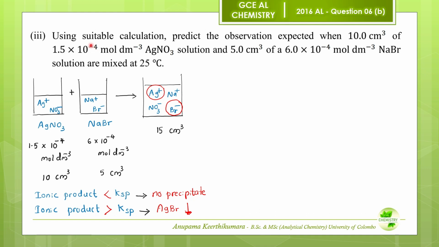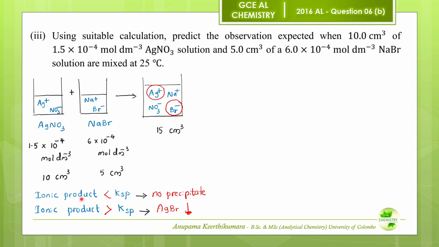Again, we will move to the question. Using a suitable calculation, predict the observation expected when these two solutions are mixed at the given temperature. Now, to get the answer, we need to find whether the ionic product is less than Ksp or the ionic product is greater than Ksp. Therefore, first we need to calculate the ionic product in the final mixture.